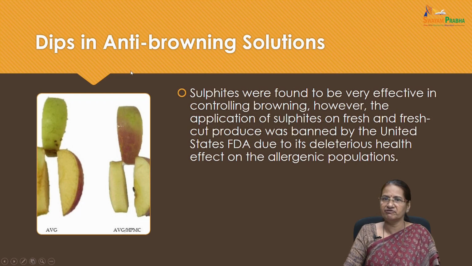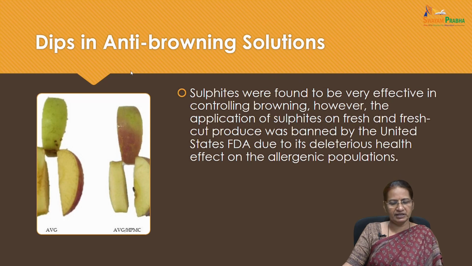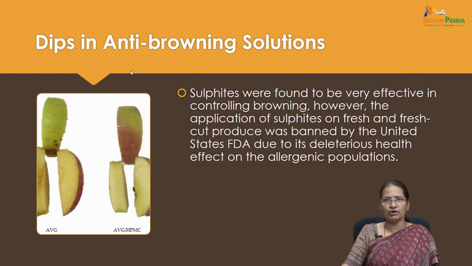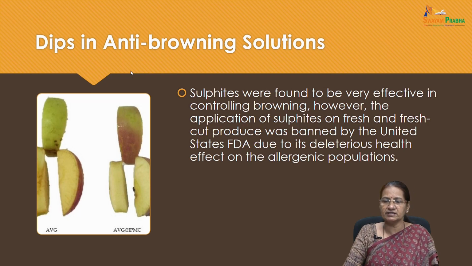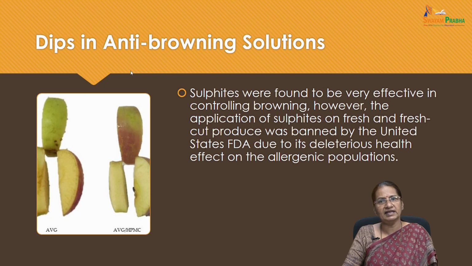Sulfites were found to be very effective in controlling browning. However, the application of sulfites on fresh and fresh cut produce was banned by the United States FDA due to its deleterious health effects on the allergenic populations.